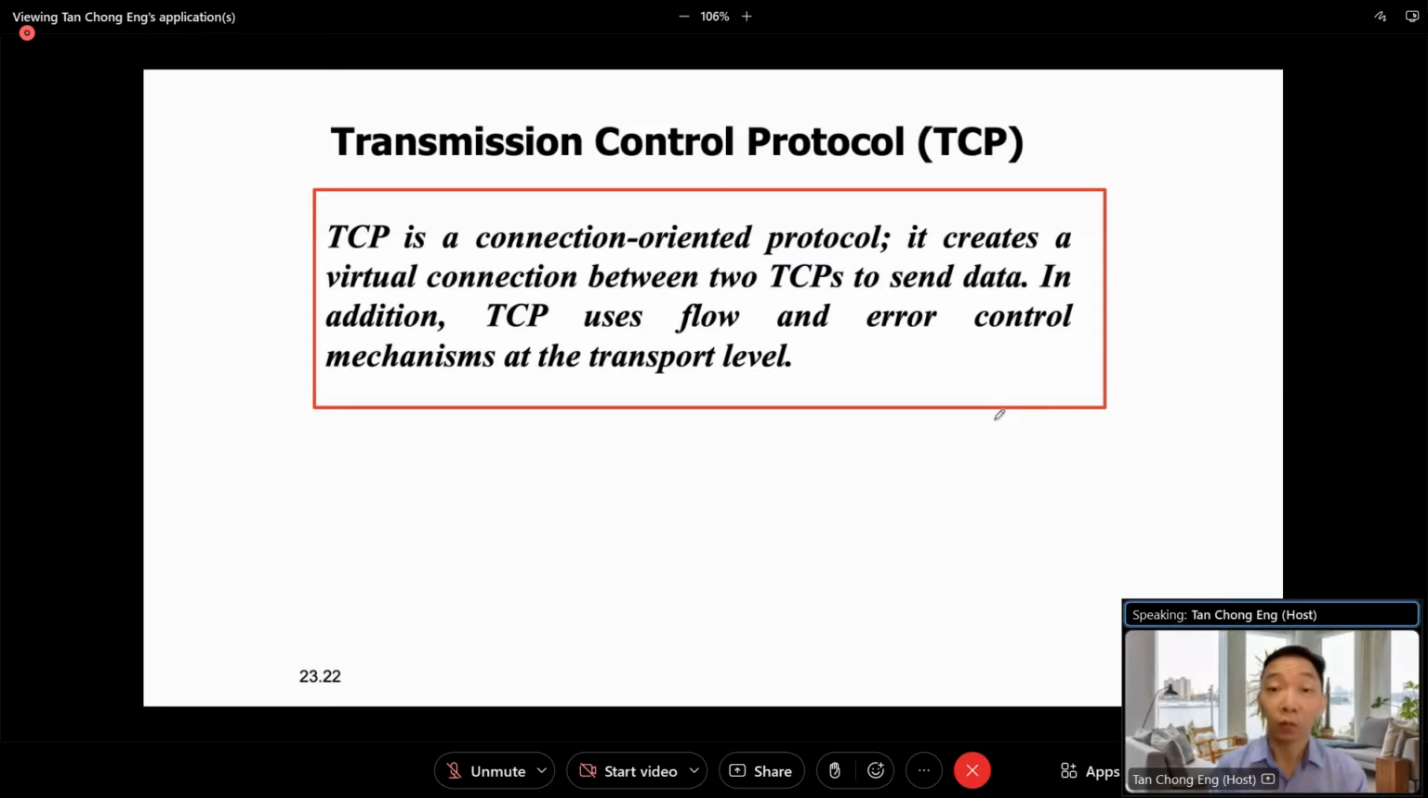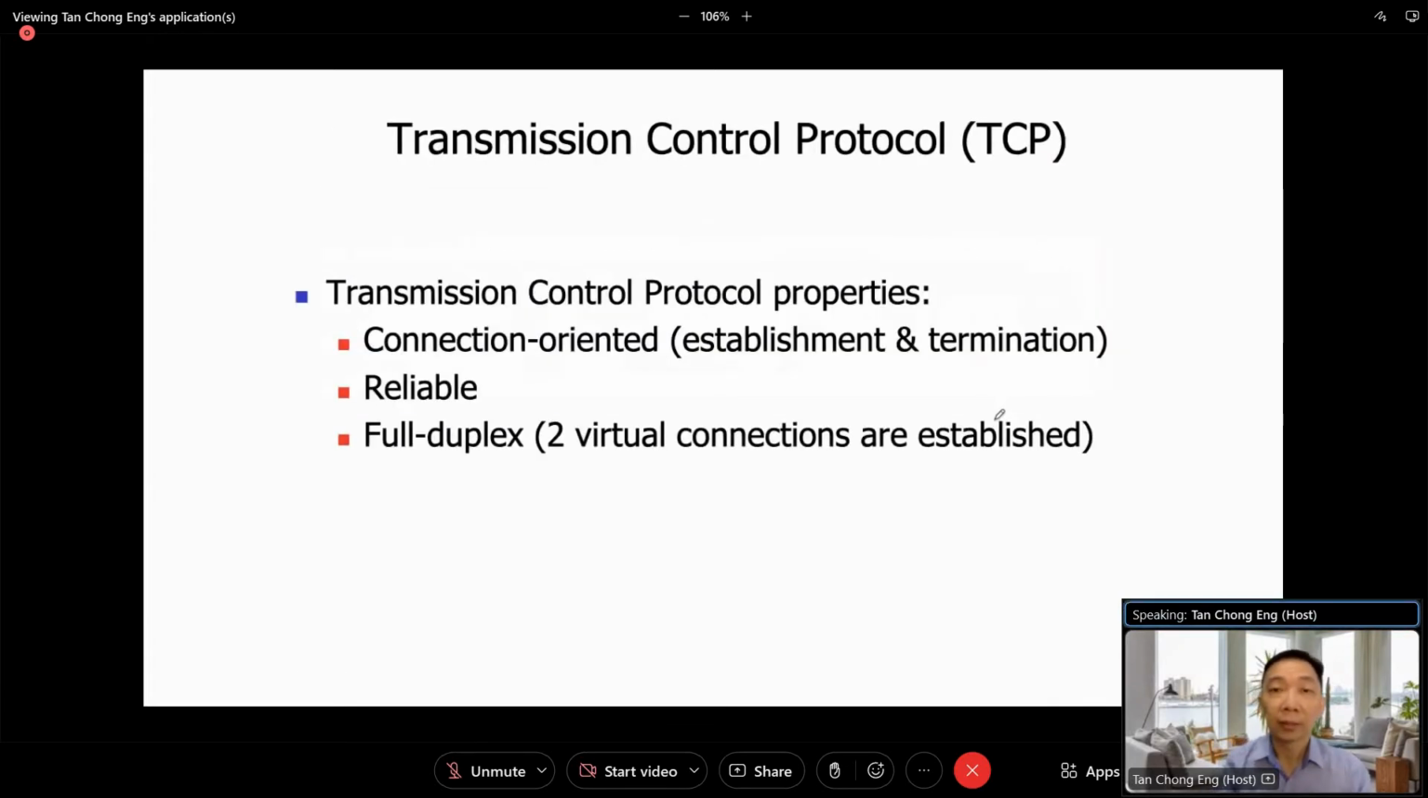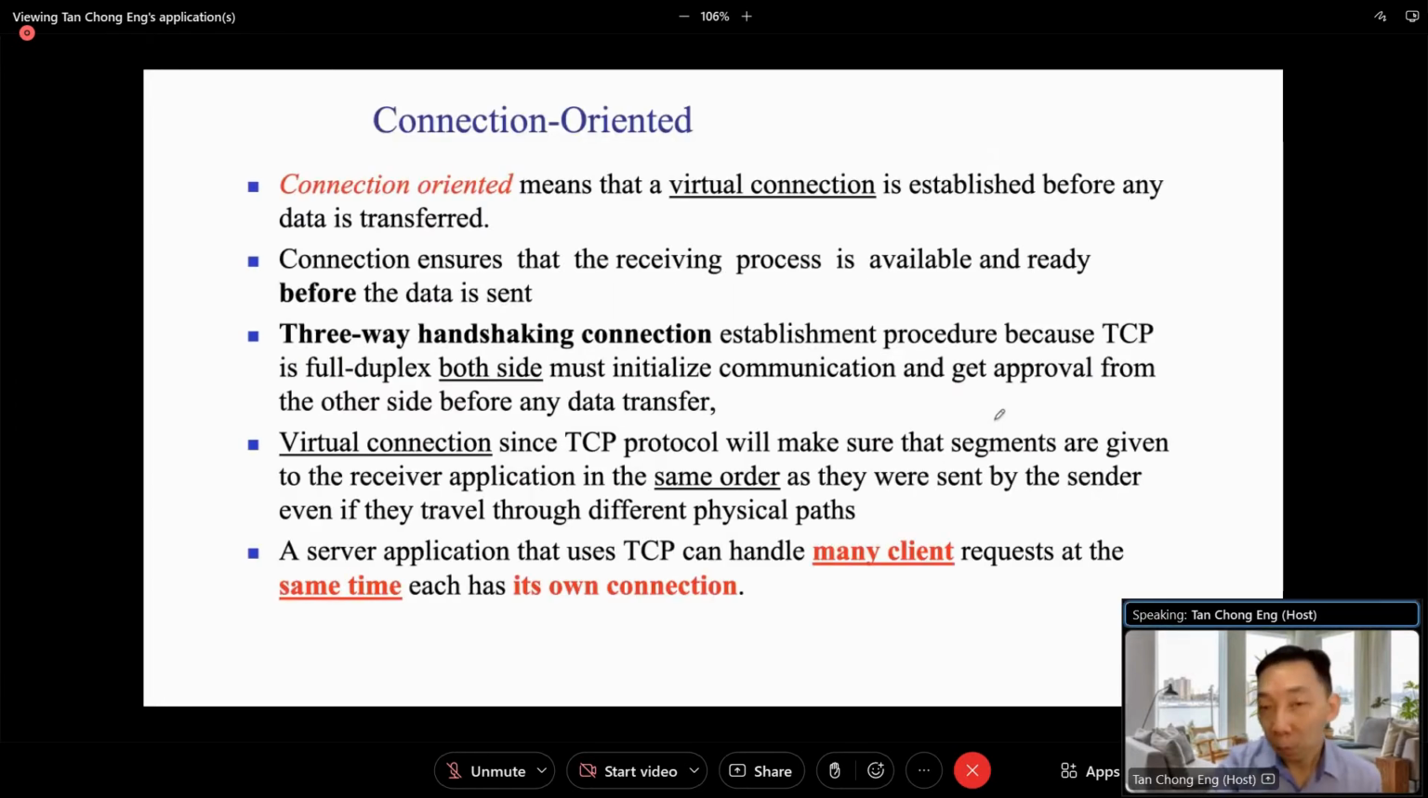It also uses flow and error control mechanisms at the transport layer. The transmission control protocol properties consist of being connection-oriented and also reliable. Usually they can establish two virtual connections, such as in a full duplex situation. Full duplex means you can send and transmit at the same time. So that's what we call full duplex. Here are some descriptions which I will not go through, but I just give you the important points.